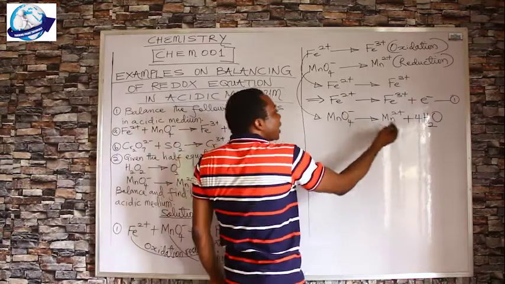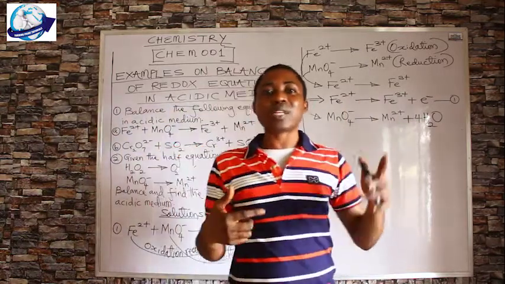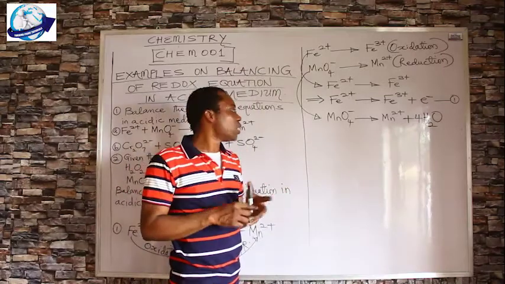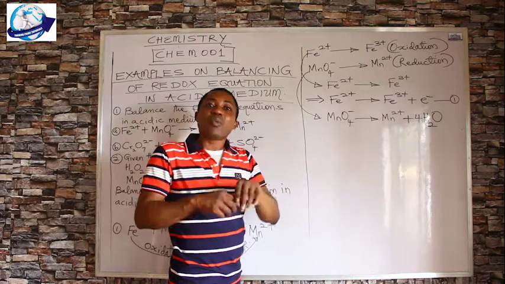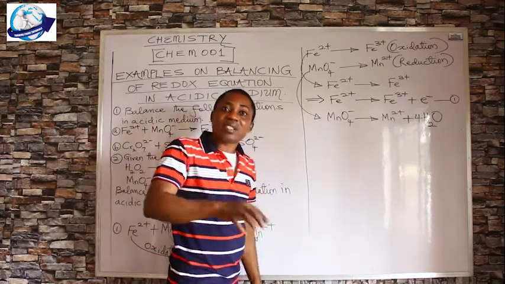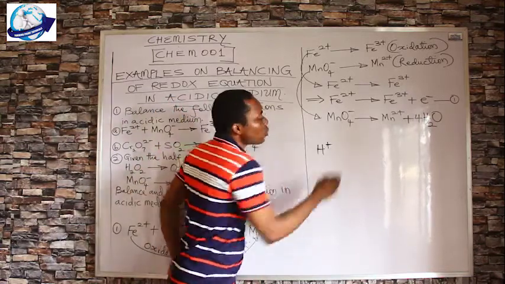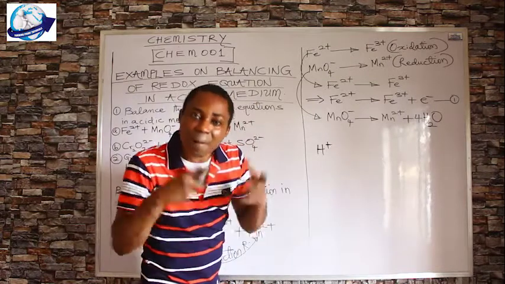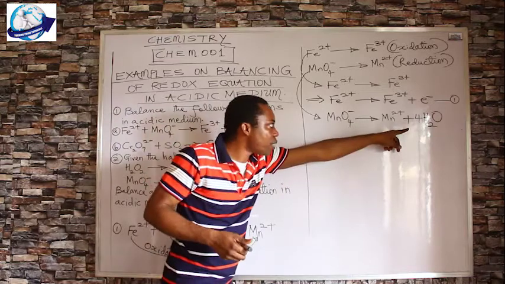Balance up, we add a particular amount. What we need to add to the left hand side, so as to balance up the 8 hydrogen we have at the right hand side, is hydrogen ion, H+. That is hydrogen ion. We make use of hydrogen ion. And the question is, how many H+ do we use to balance up the hydrogen at the right hand side?